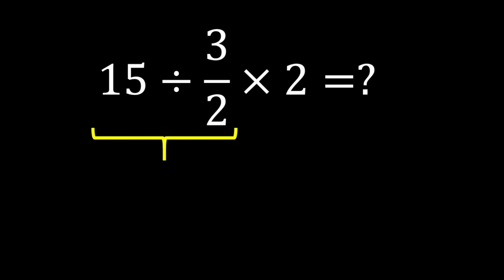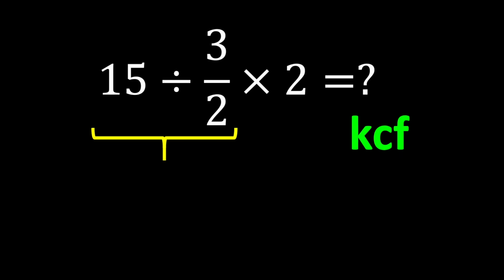15 divided by 3 over 2 multiplied by 2, in this expression, there are both multiplication and division. Since multiplication and division have the same priority, we proceed from left to right and perform whichever operation we encounter first. In this expression, when we move from left to right, we first reach the division, so we first perform 15 divided by 3 over 2.